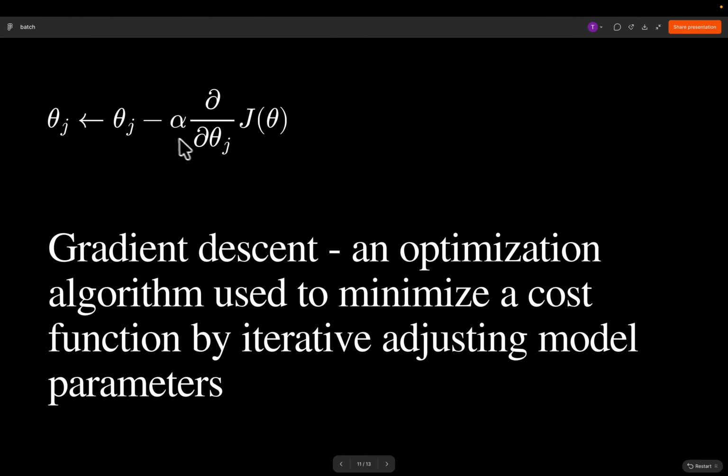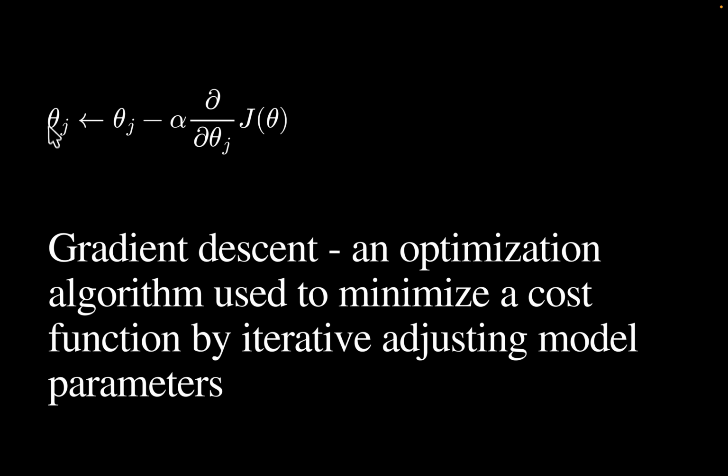How it looks in reality: we have parameters theta, and with each iteration we do the same thing with all the parameters. We say theta j equals theta j minus the learning rate, usually 0.01, as you remember, times the partial derivative with respect to theta j of J of theta. We're going to talk a bit later about what the learning rate is and why we use it.